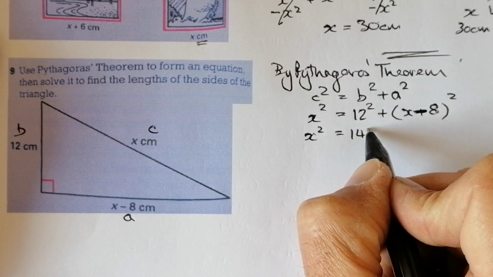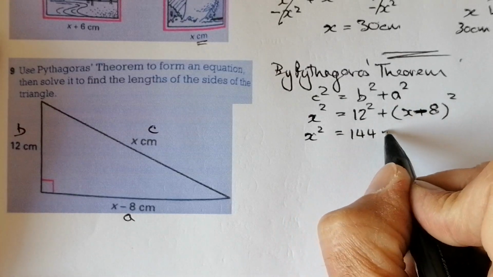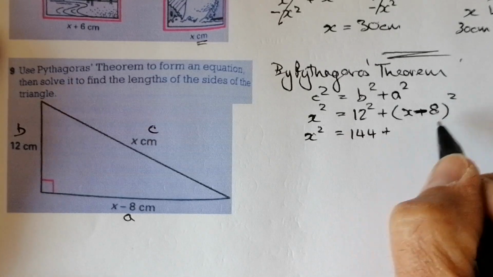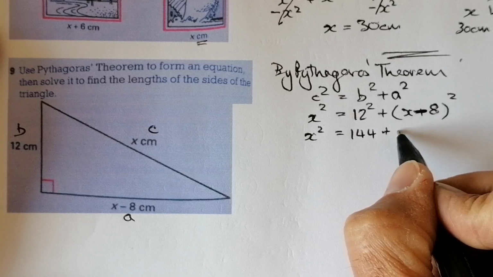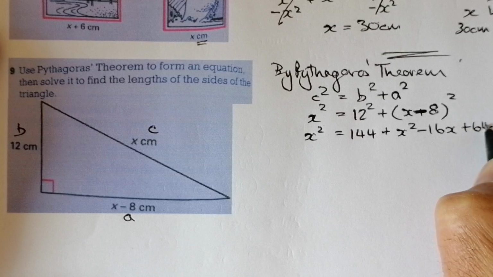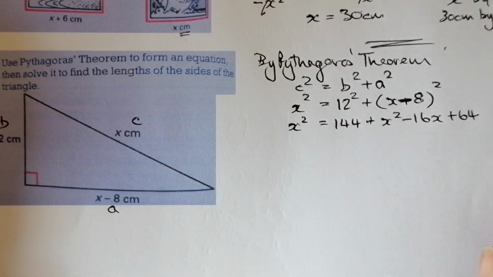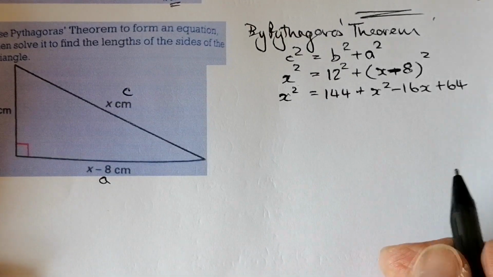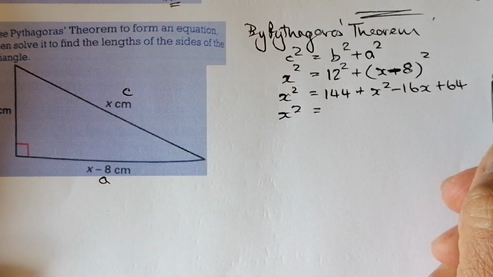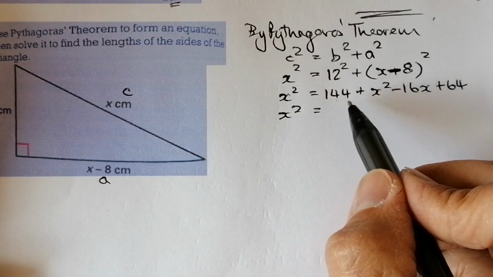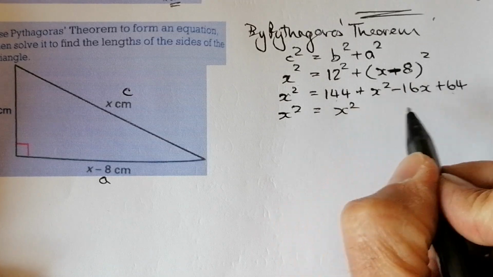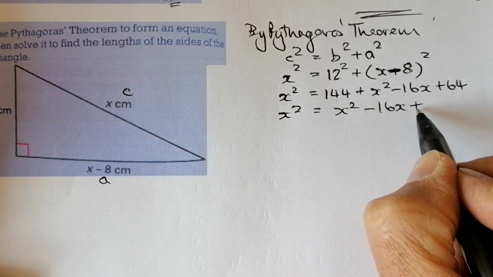That's going to be 144 when I do 12 times 12. And what I'm going to do here is multiply out this bracket by FOIL. If I multiply it out by FOIL, what I should get is x squared minus 16x plus 64. What we'll then do is gather up what we can each side. The number side is going to give me 208 if I gather them together. So I've got x squared minus 16x plus 208.